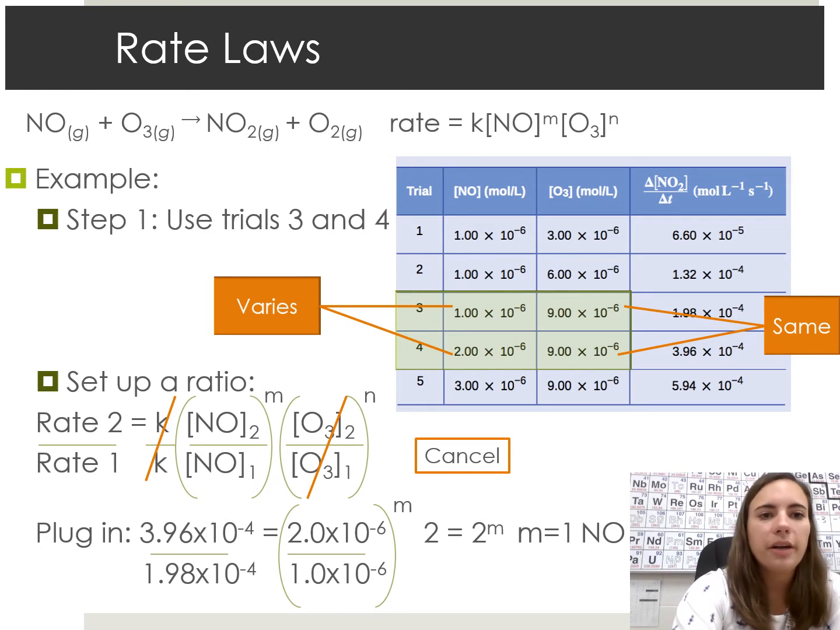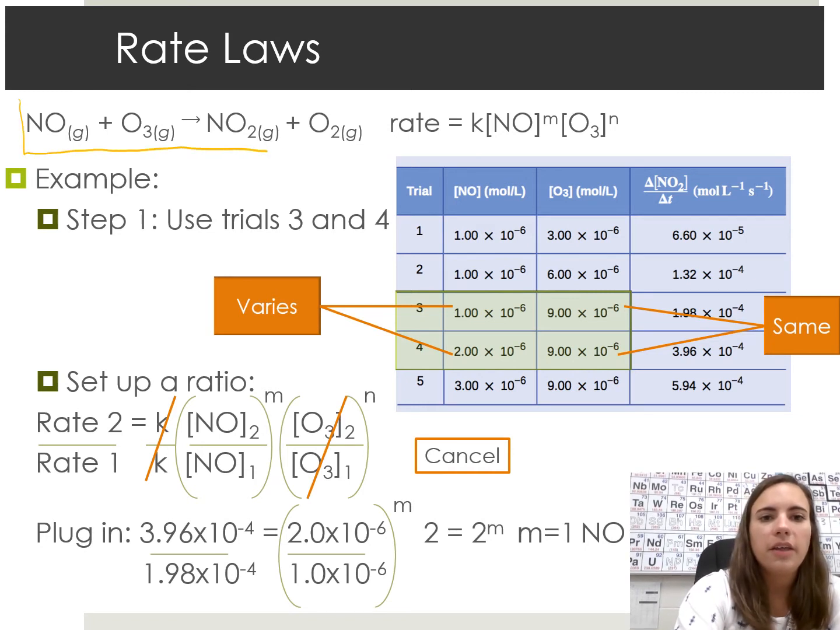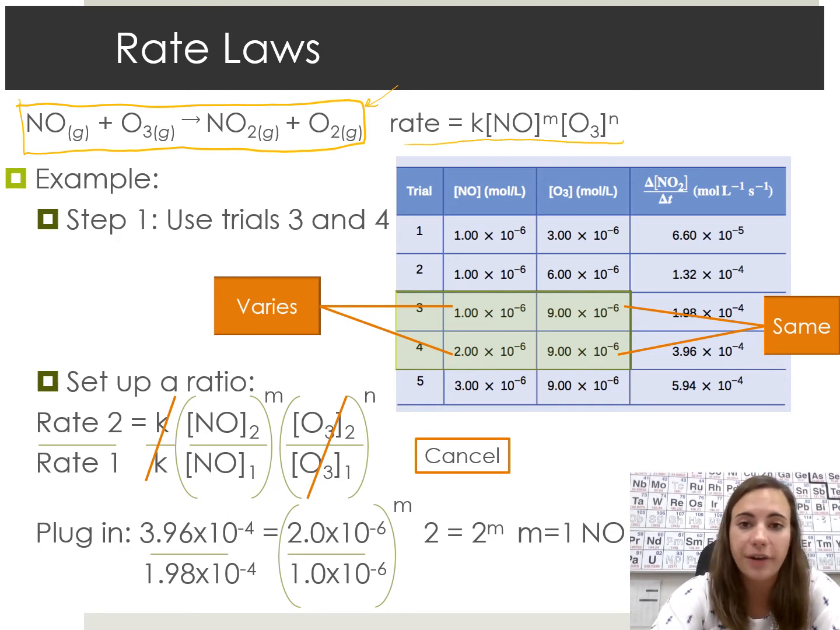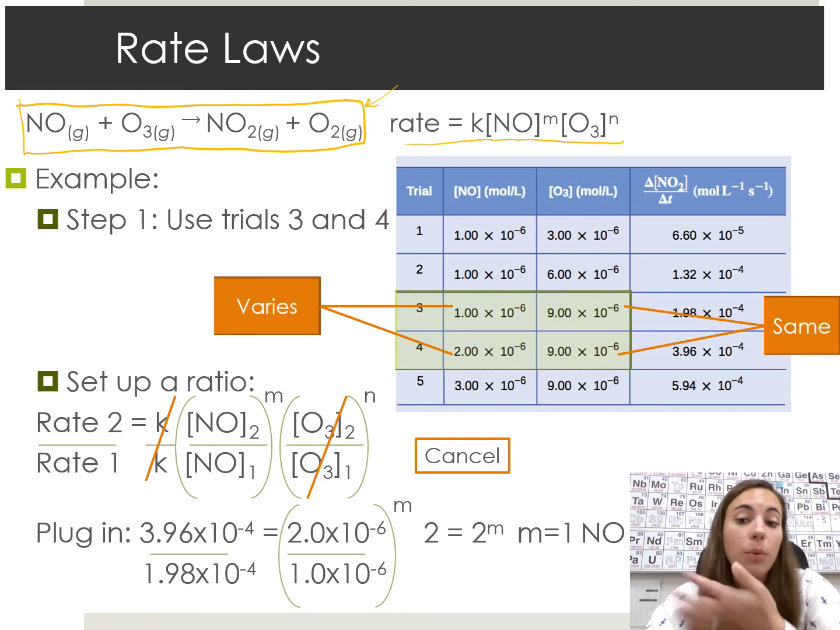So we are given this equation for a chemical reaction, and just from being given this, you would be able to write the general expression. Rate equals K times the concentration of nitrogen monoxide to its order, whatever it is, and then times ozone to its order, whatever it is. Now we're going to figure out what those actually are, okay?